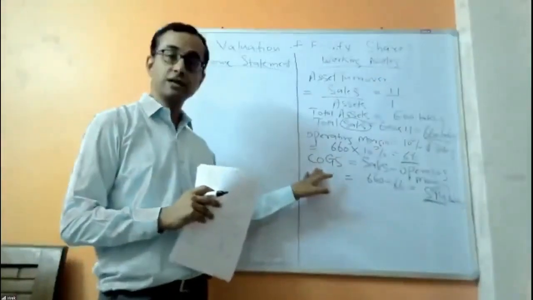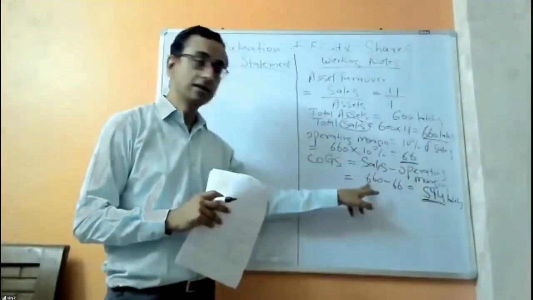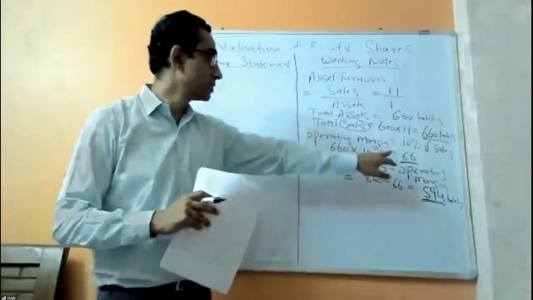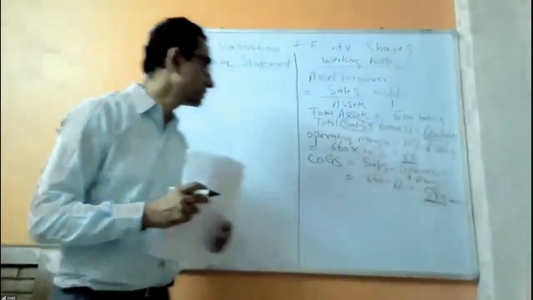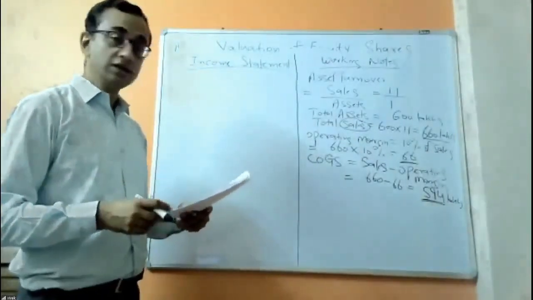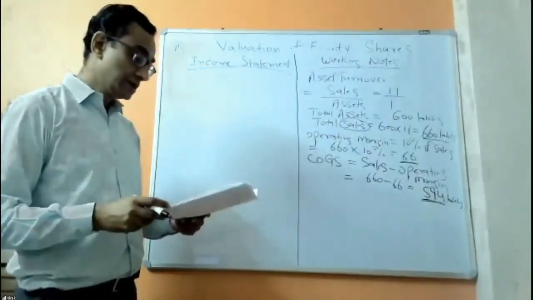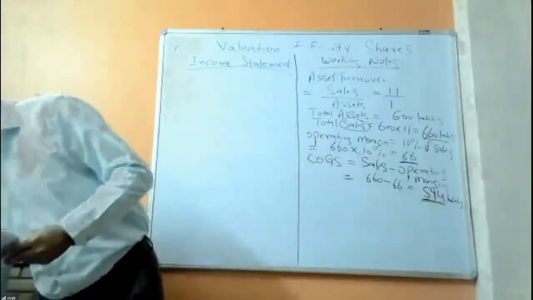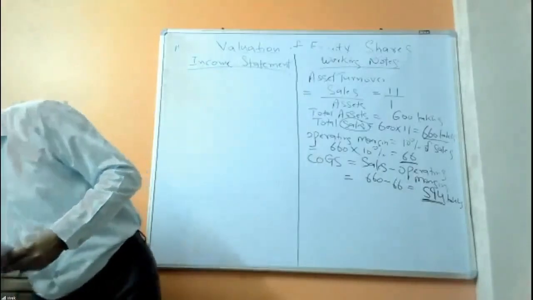Cost of goods sold, how is it calculated? Sales minus operating margin. Sales 660 minus 66. The operating margin we have calculated. So 594 is the COGS. Now the interest amount is also very important. You have to pay close attention to this particular aspect.